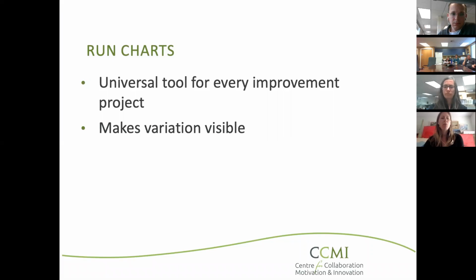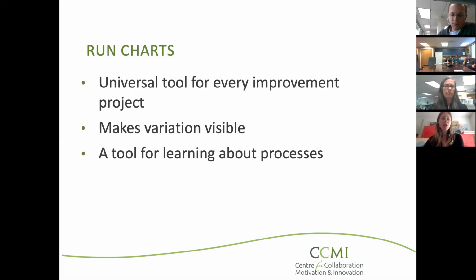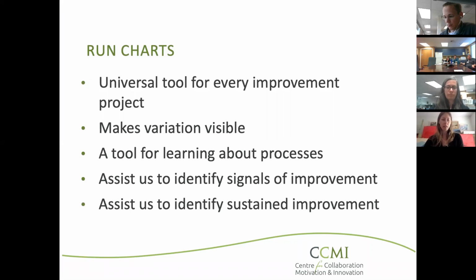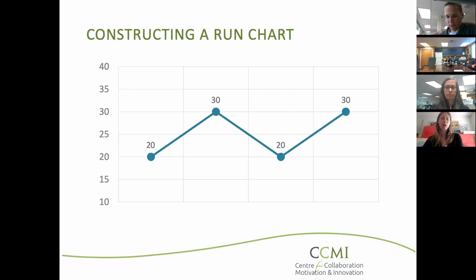It helps to make our variation visible. It's a tool for learning about our processes. So how much variation is in our process? Historically, have we had improvements? Historically, have we seen declines in our performance? It can also assist us to identify signals of improvement, and more on this, and assist us to identify if we've sustained that improvement over time.